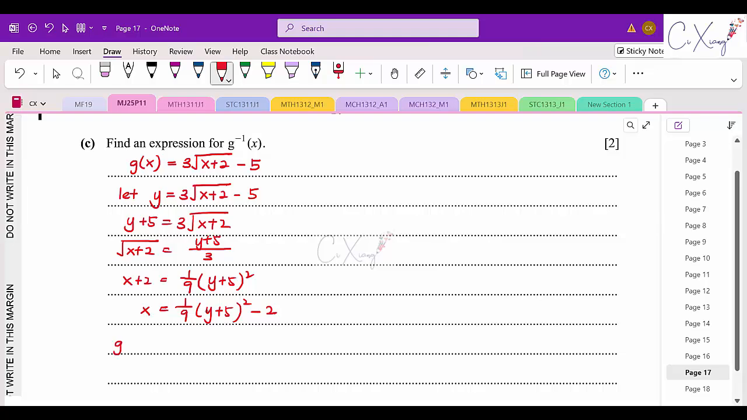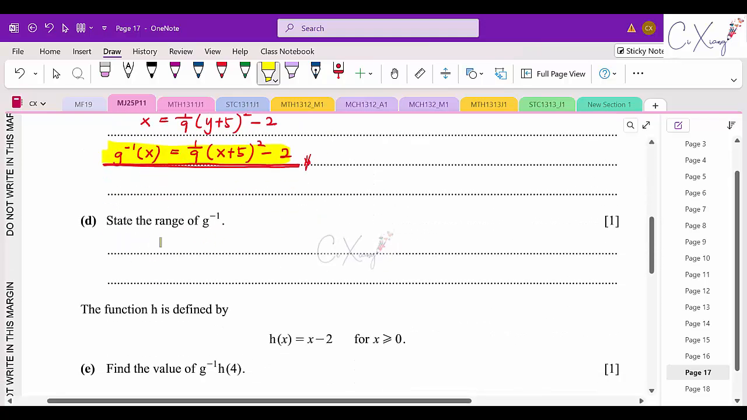And you can see that I successfully changed the equation to x equals something in terms of y here. Which means this is already my final answer for the inverse function. So I have g inverse x equals 1 over 9 times (x plus 5) squared, minus 2. Not too complicated, right? Then let's discuss further part D.